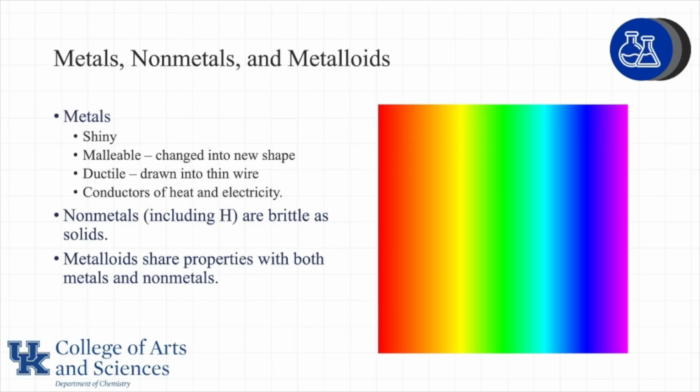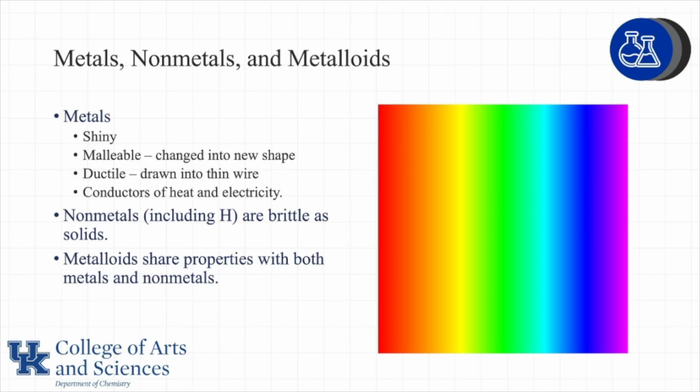And some of the properties we see in a metal are that they're shiny, they're malleable, which means we can change them into a new shape, we can bend them. Ductile, so we can draw them into a thin wire. So think about something like copper, which you can form wires from. They're also excellent conductors of heat and electricity.